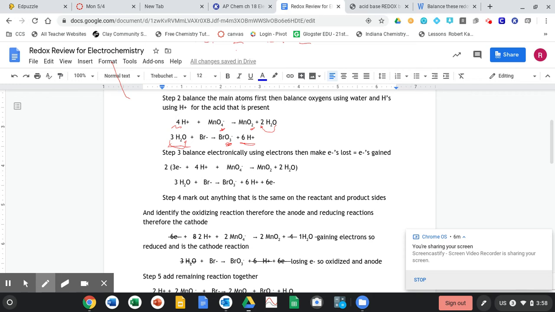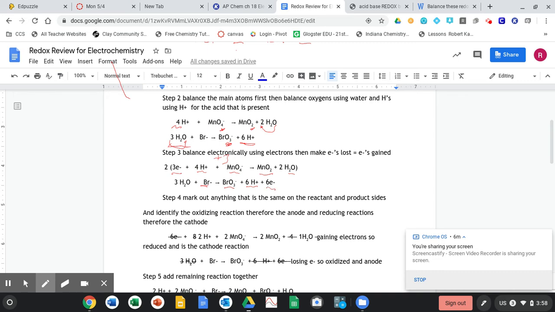So step 3 is balance electronically. Here I have +4, -1, +3. Here I have nothing, I have nothing. So I have to make this equal to nothing. So I add 3 electrons to this equation. Down here, I have -1. Here I have -1, +5. I need it to equal -1 like the other side. So I add 6 electrons.